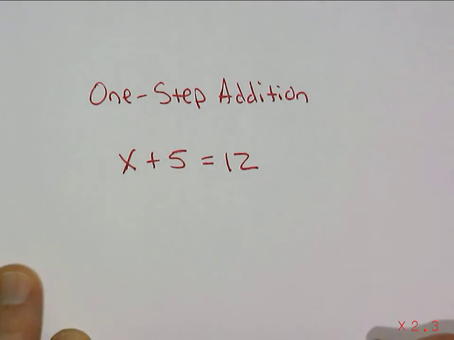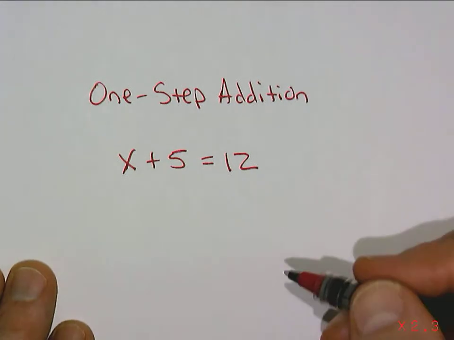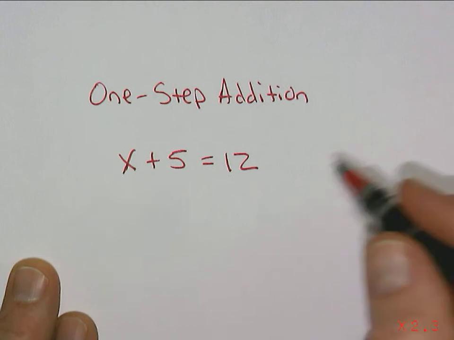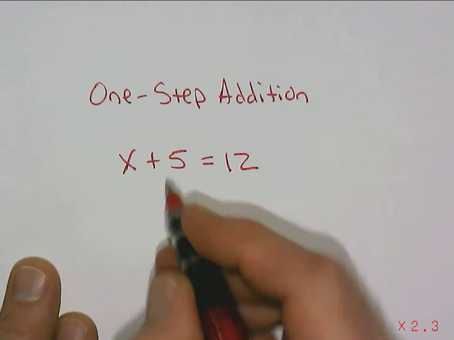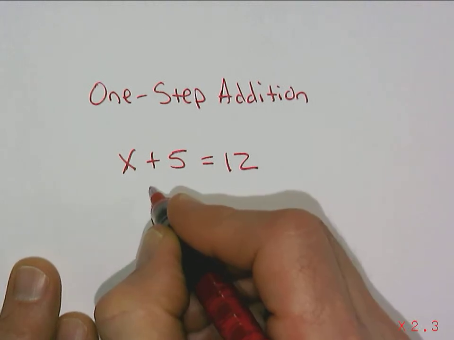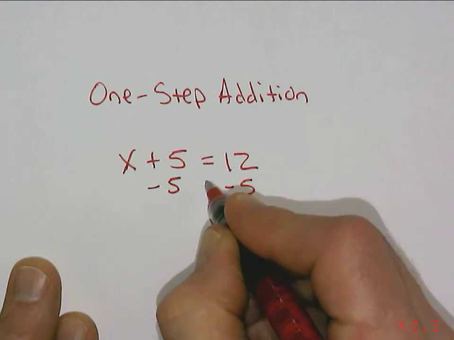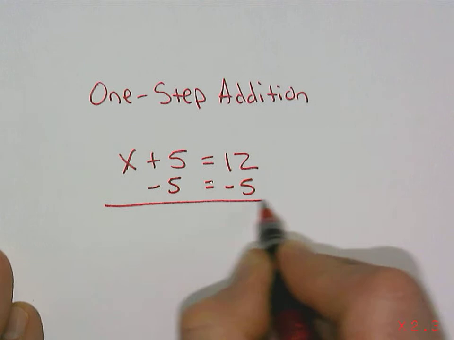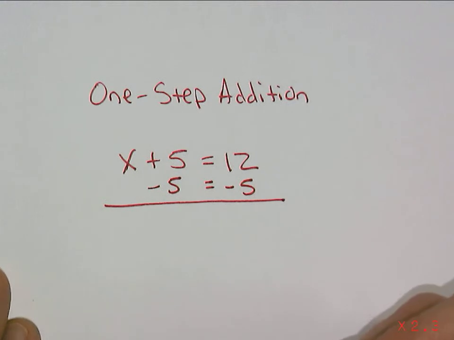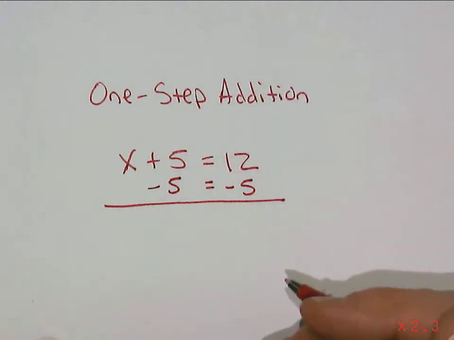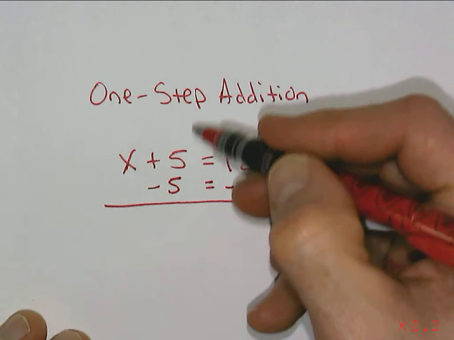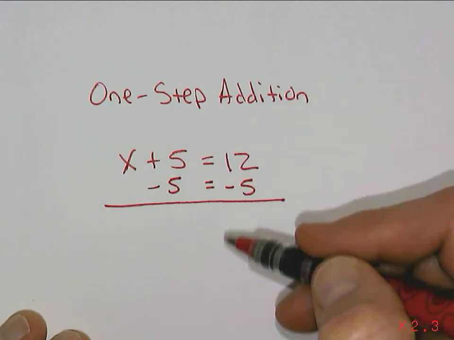So here's the general technique. You're always going to do the opposite of whatever's there. So since we have a plus 5, we're going to actually add a negative 5 to both sides of the equal sign. And the way I'm going to set this up is up and down, like we would do a normal math problem, working our way down as adding down or subtracting down.